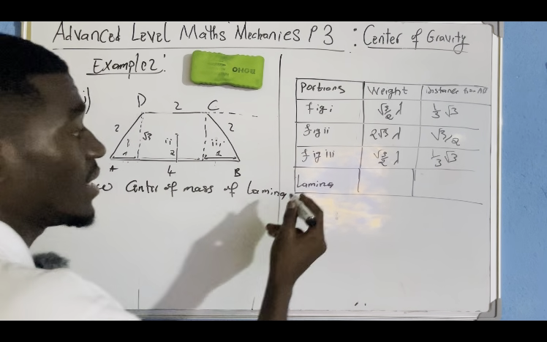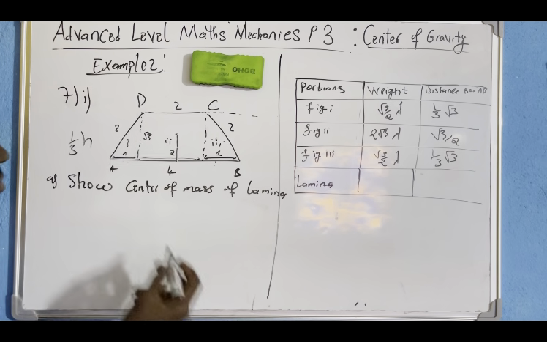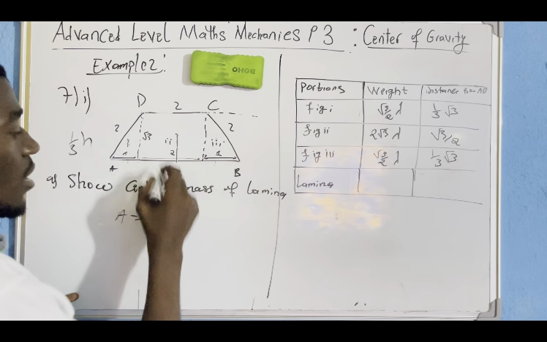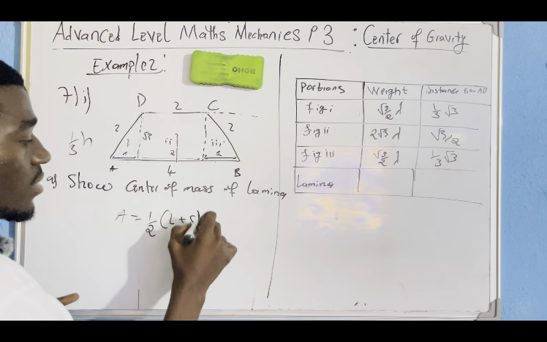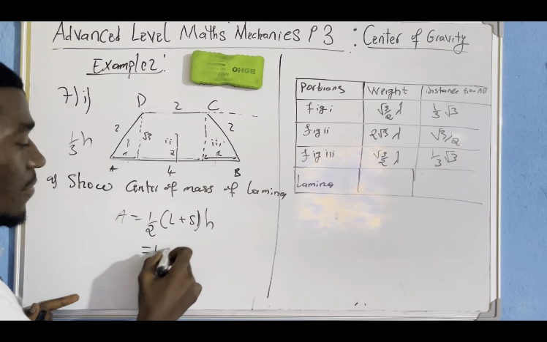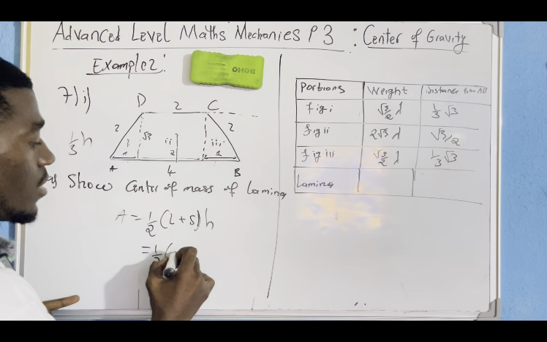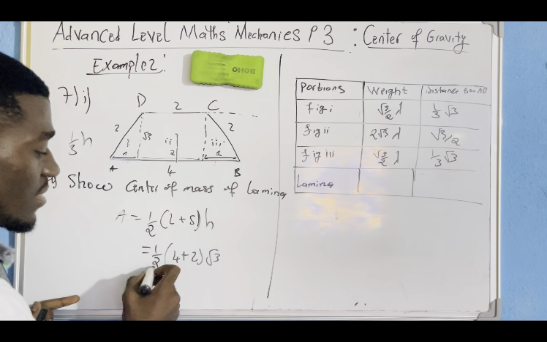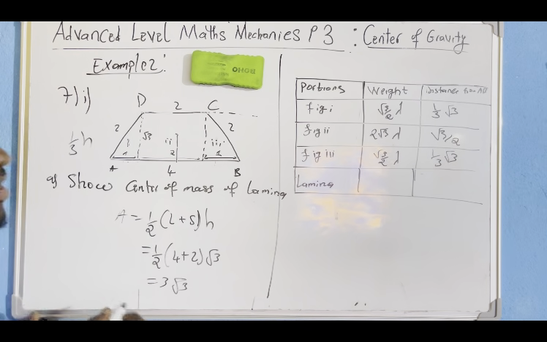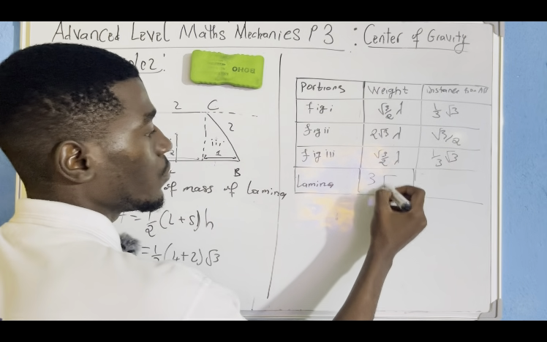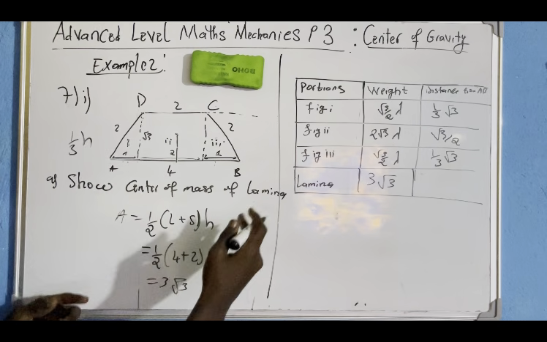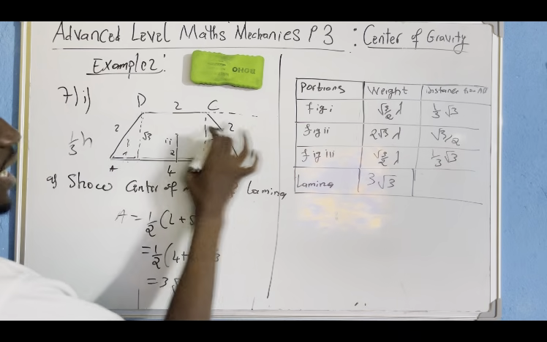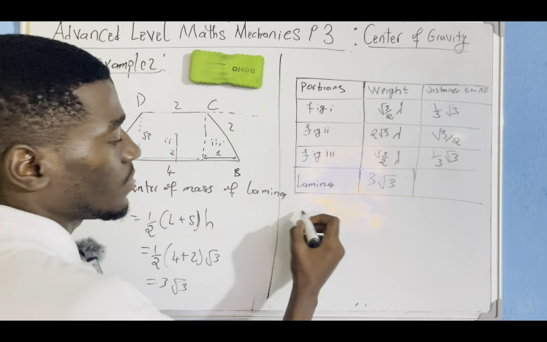Now the lamina. The area of the lamina is a trapezium. The area of a trapezium is half the longer side plus the shorter side, times the height. You see that it is half, but not 1/3. Half, the longer side is 4, the shorter side is 2, the height is root 3. 4 plus 2 is 6, 6 divided by 2 is 3, so 3 root 3. This is the area of the lamina. The lamina is a trapezium, which means we are adding all those three plane figures.